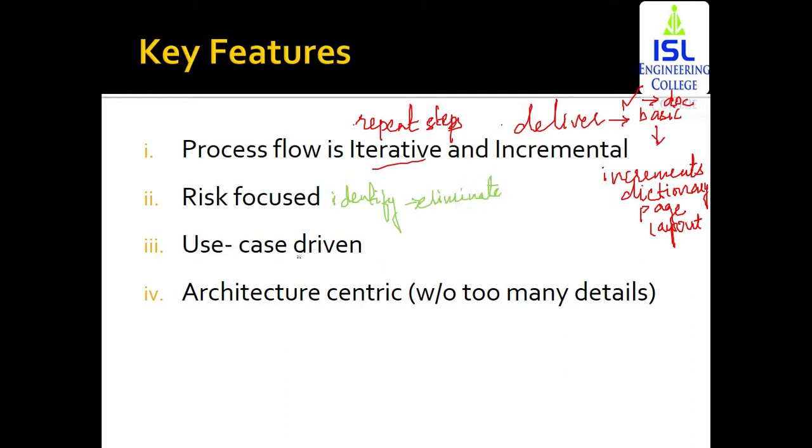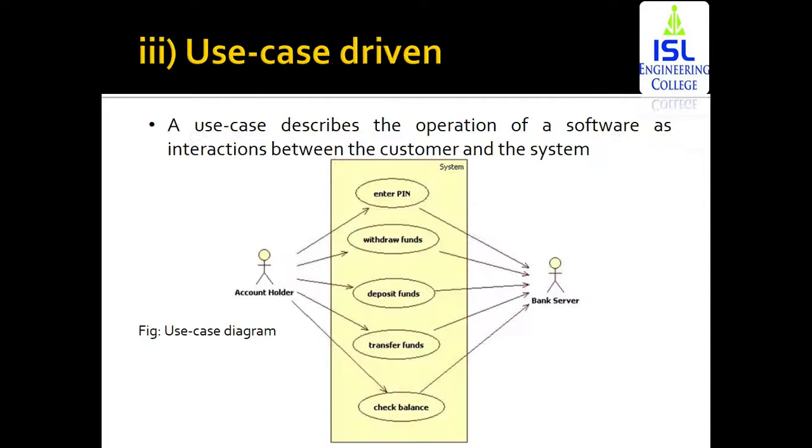The next one is use case driven. This is one of the UML diagrams. It focuses on the behavior of a particular system. Later we'll be studying this use case diagram in detail. It describes the operation of a software as interactions between the customer and the system.